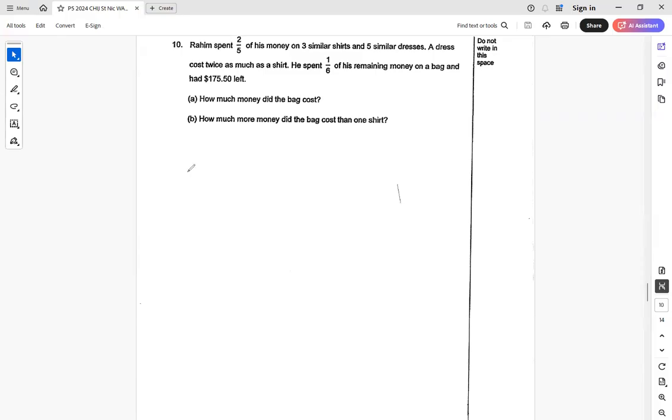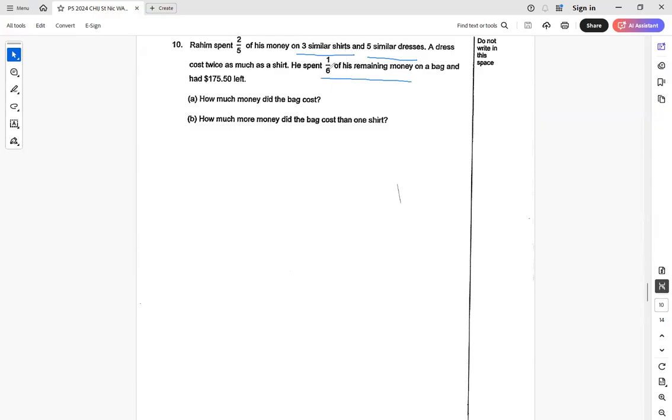Okay, question 10. Rahim spent 2/5 of his money on 3 similar shirts and 5 similar dresses. A dress cost twice as much as a shirt. He spent 1/6 of his remaining money on a bag and had $175.50 left. How much money did the bag cost for part A? Okay, let's do part A first. So we read the question. It says that Rahim spent 2/5 of his money on 3 similar shirts and 5 similar dresses. A dress cost twice as much as a shirt. He spent 1/6 of his remaining money.